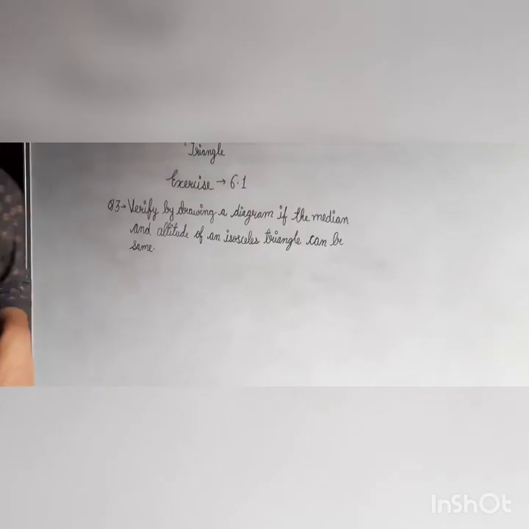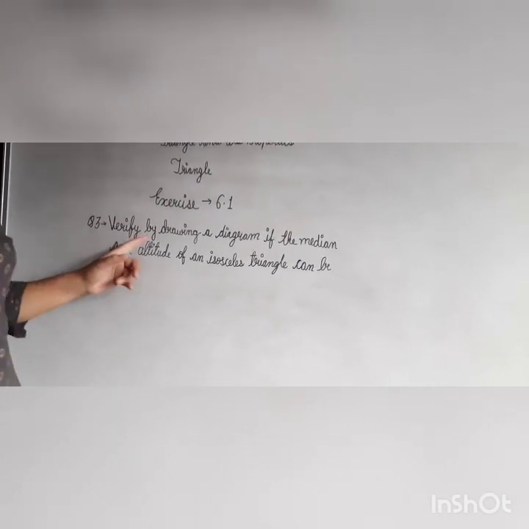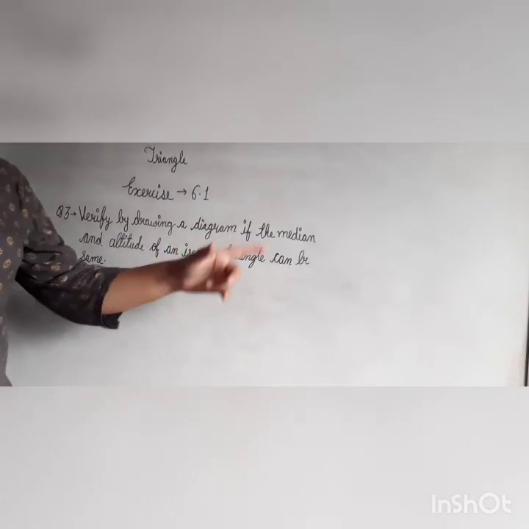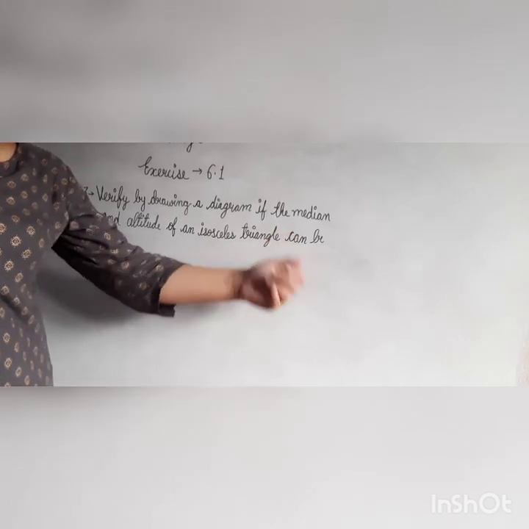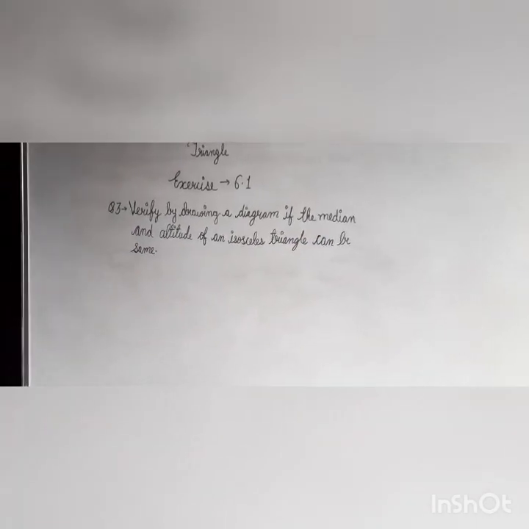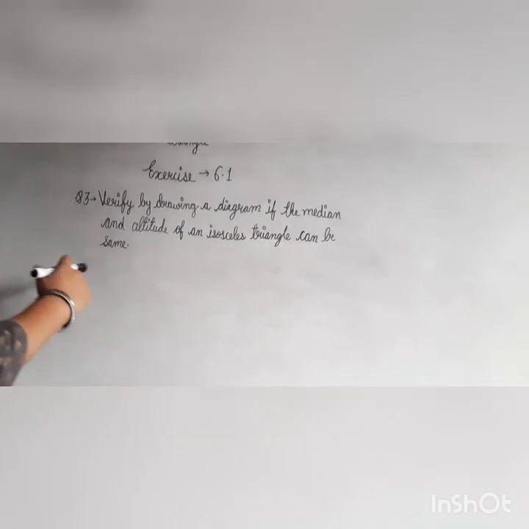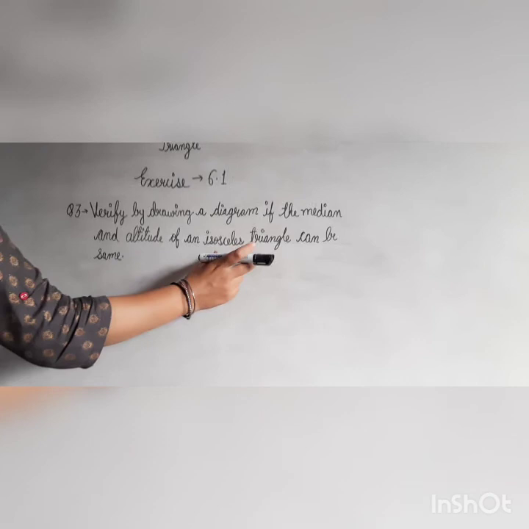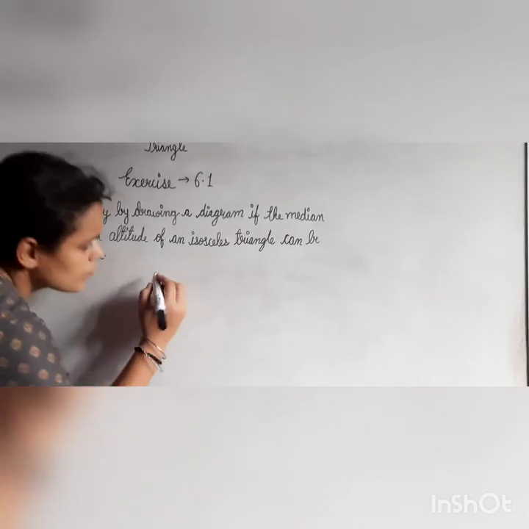Now question number third. Question number third is verify by drawing a diagram if the median and altitude of an isosceles triangle can be same. You know that isosceles triangle. What is an isosceles triangle? An isosceles triangle is a triangle in which two sides are equal. Make a diagram.